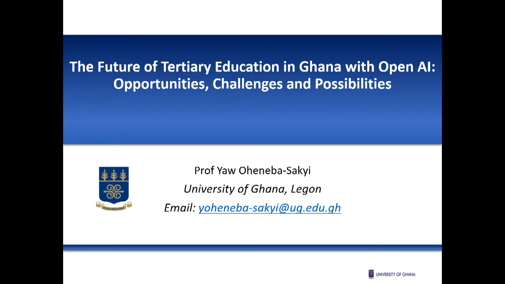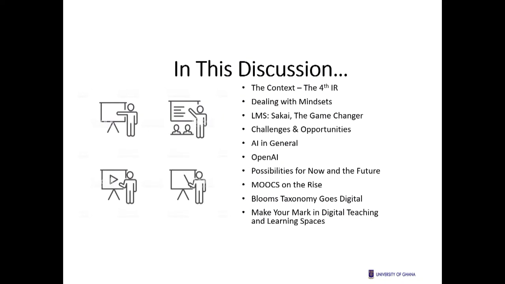The title I was given to present on was The Future of Tertiary Education in Ghana with Open AI, Opportunities and Challenges. But you see that I've modified the title slightly to include possibilities. So, in this discussion, which will be supported by my able panelists, I'll be looking at the context within which all of these things are happening. Then, as I indicated in the morning, we'll be looking at mindsets. And then we'll be looking at a learning management system called Sakai Learning Management System that the University of Ghana adopted. You will hear more about that.